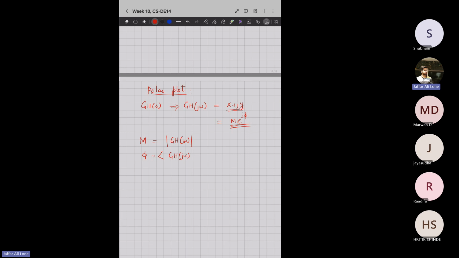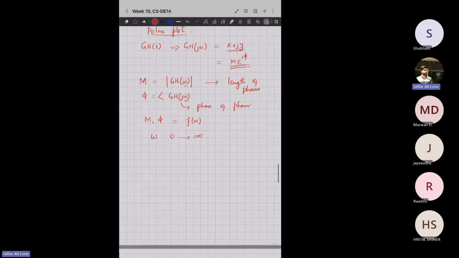And normally when we plot it, this M gives the length of the phasor, and this phi is the phase of the phasor. I'll tell you in a minute what I mean. Both M and phi are a function of omega, right? And in frequency domain analysis, I told you, we vary omega from 0 to infinity.